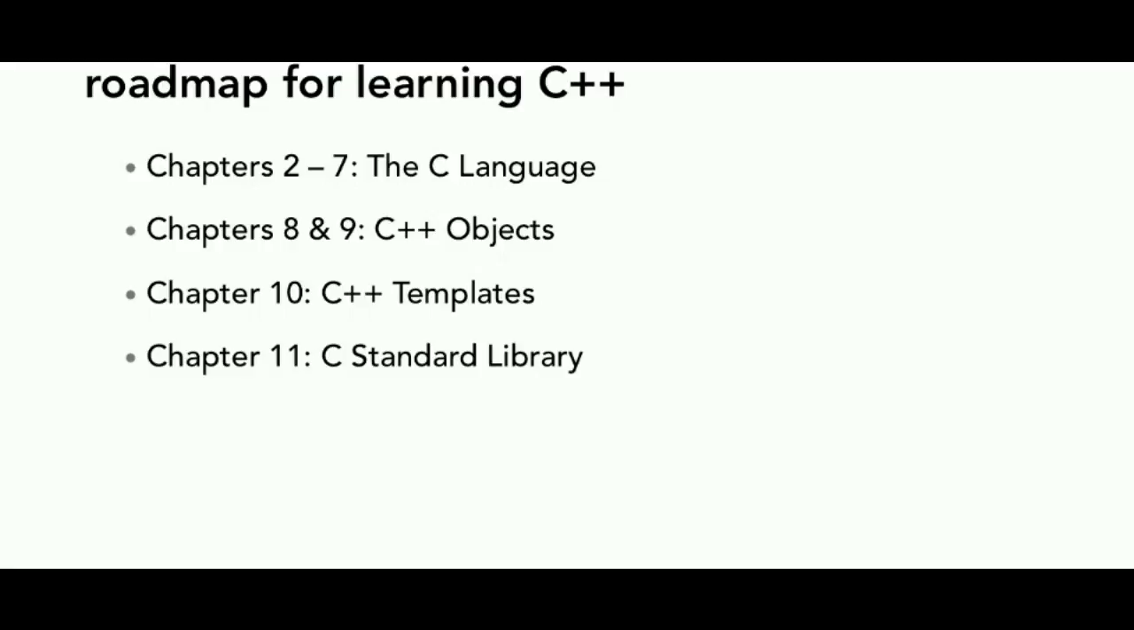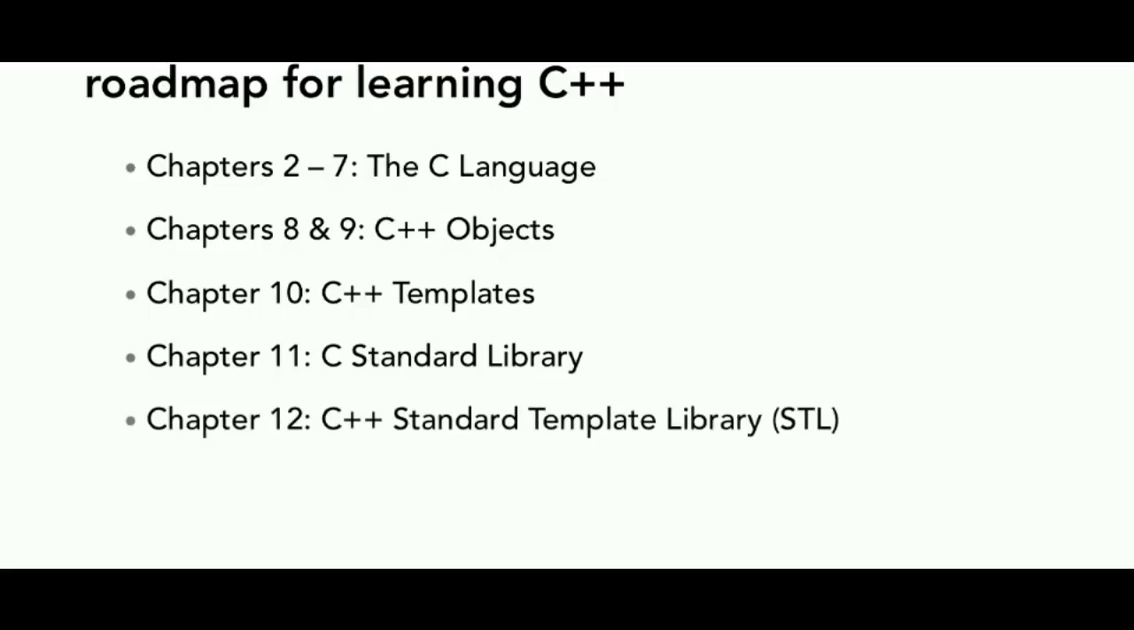Chapter 11 covers the C standard library, which provides many common functions for C++. Chapter 12 covers the standard template library. The STL provides many higher-level functions to C++, like strings, containers, algorithms, iterators, and other utilities. Chapter 13 covers some of the new features in the C++ 11 standard.